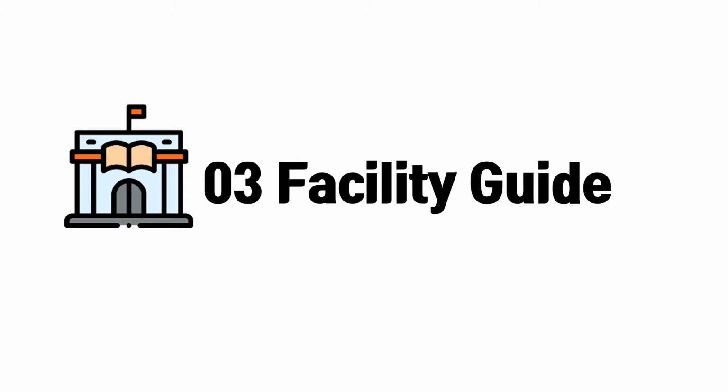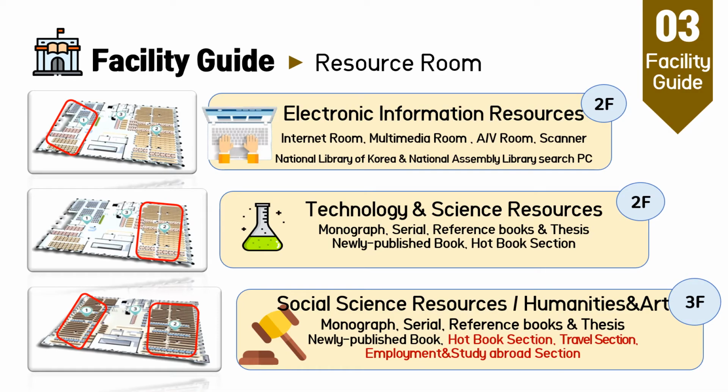The next is regarding the facilities in the library. These are subject resources rooms. Located on the 2nd floor are sections for electronic information and technology and science. In the electronic information section, there are internet room, multimedia room, computers, and the AV room for watching movies or listening to music. Technology and science section is for pure science and technology science.